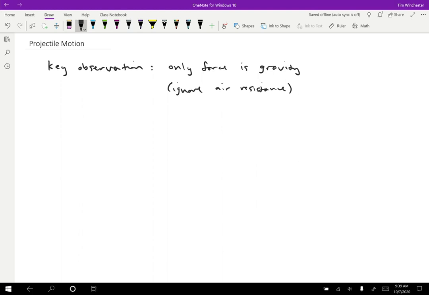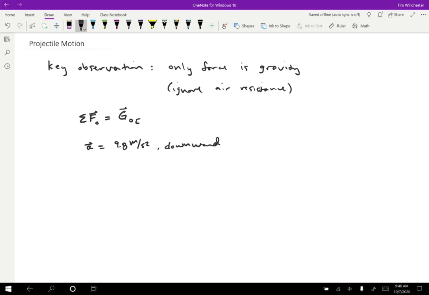Okay, so since the only force that we're going to consider on projectiles is gravity, what that means is that the net force on those objects is just going to be the gravitational force on the object by the Earth. And the thing that's really nice about that is because we know the gravitational force, which is also called the weight, is just m times g, the acceleration is just going to be 9.8 meters per second squared downward.